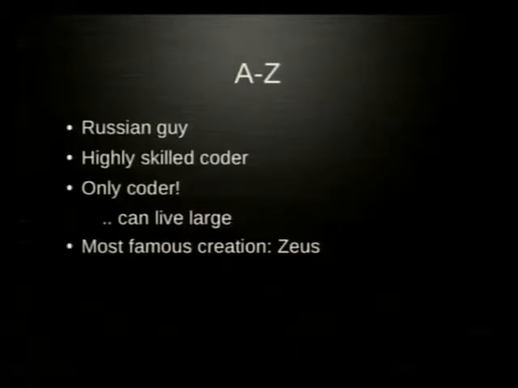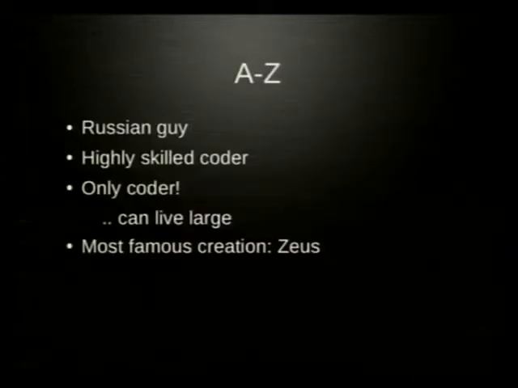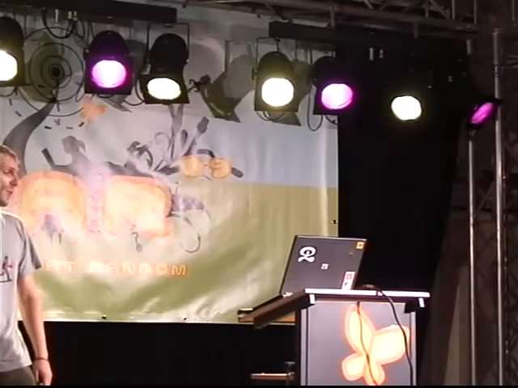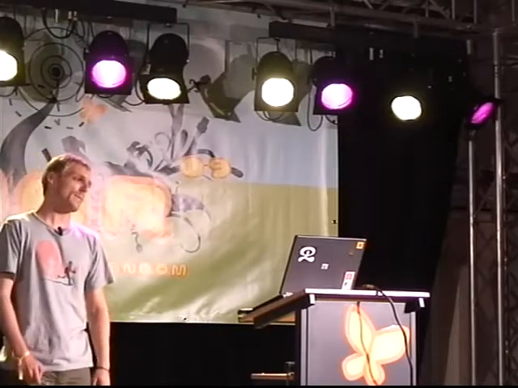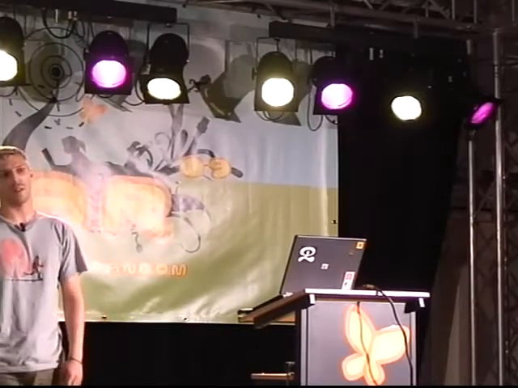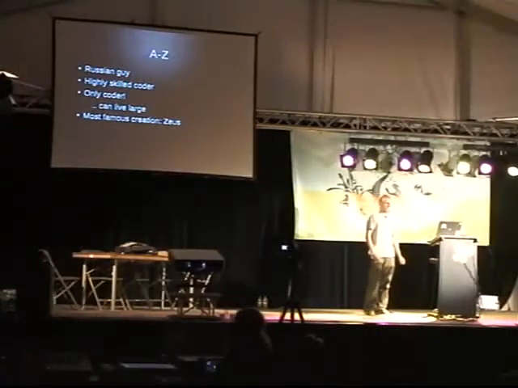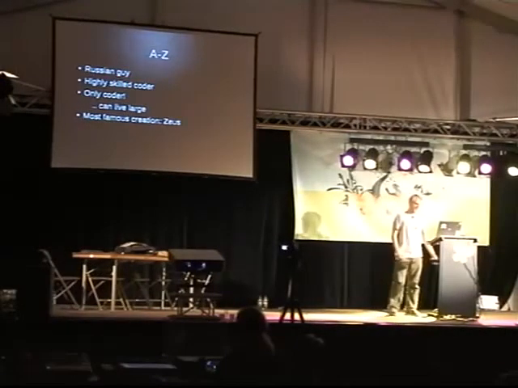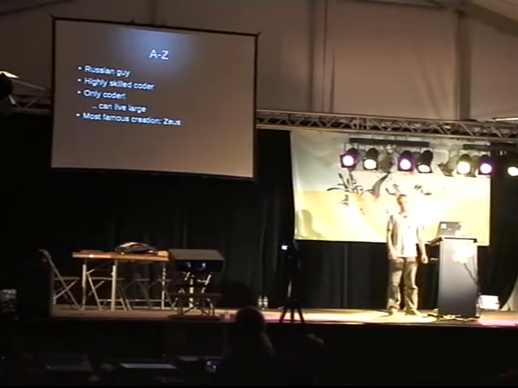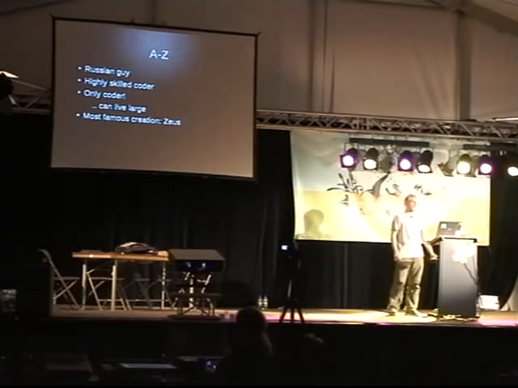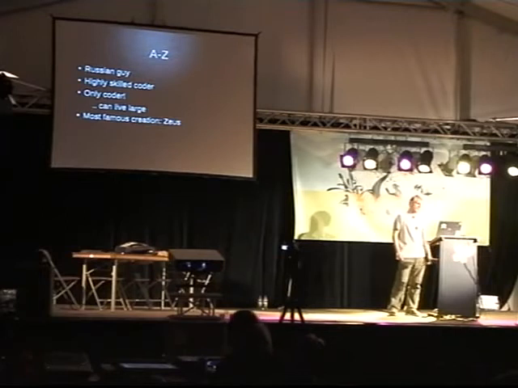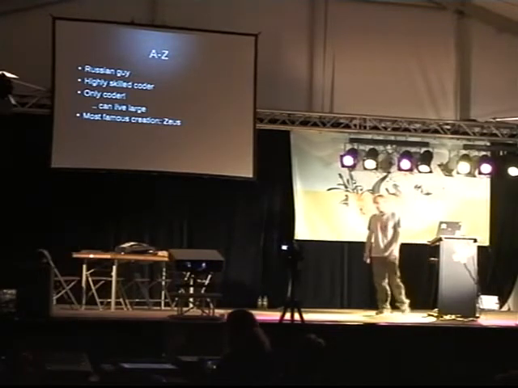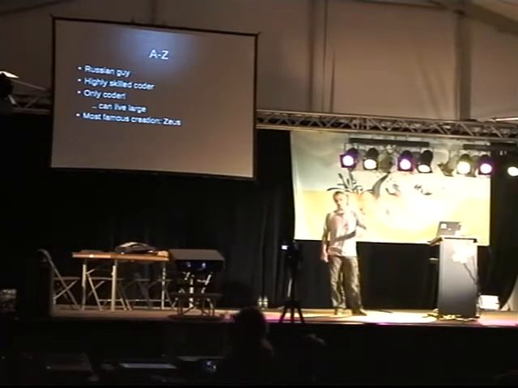So what about this guy? He goes by the pseudonym A2Z. He is believed to be a Russian guy. He's a really high-skilled coder, because it takes a lot to make something like the ZeuS Trojan. In the beginning, it was one guy who made it, and he's only a coder, so he doesn't do anything with stealing the data from the clients.